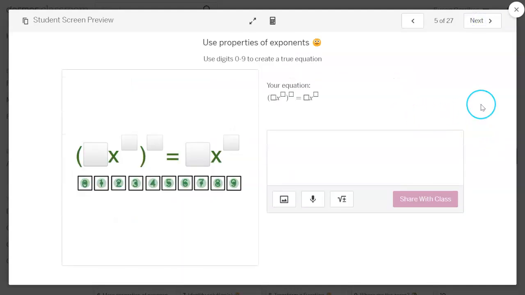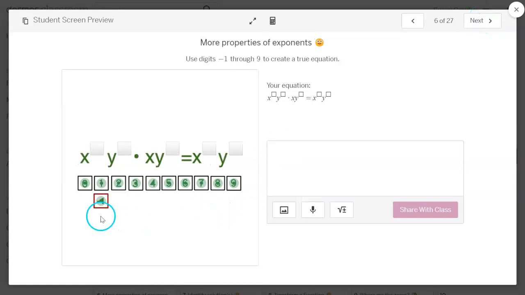In this one, they're using properties of exponents, and they're grabbing these numbers and placing them into these spots, and when they do, it will appear here, and then it will show them at the end if it is correct. So this one is also self-checking. Same thing here, but now we do have a -1 as an option.